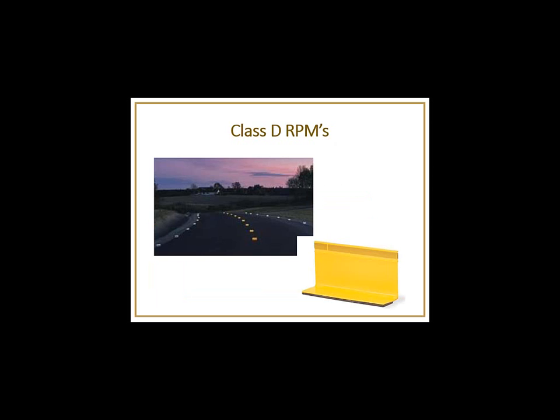So next change, I'll show you this. This is a picture of what the Class D RPM looks like. It is a flexible aluminum or flexible plastic marker. This one is shown as about 4 inches long and 2 inches high. It just flips over when traffic runs over. It has a retroreflective sheeting across the top to give it the reflectivity.